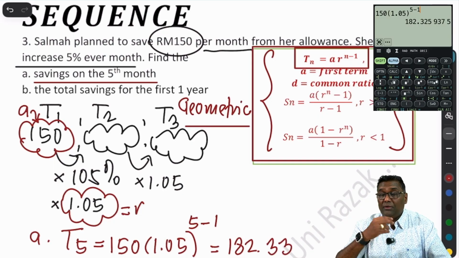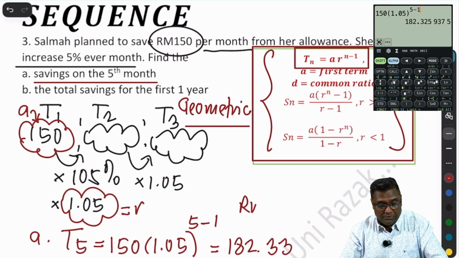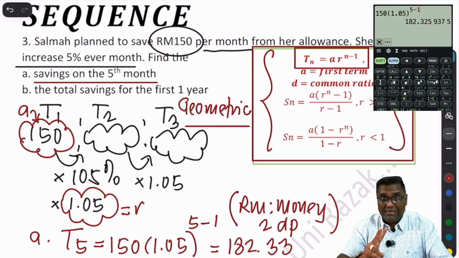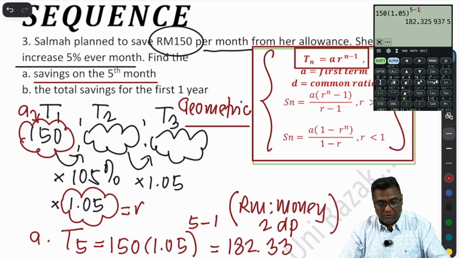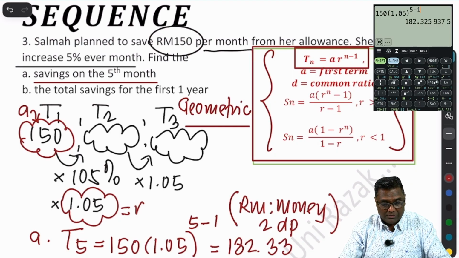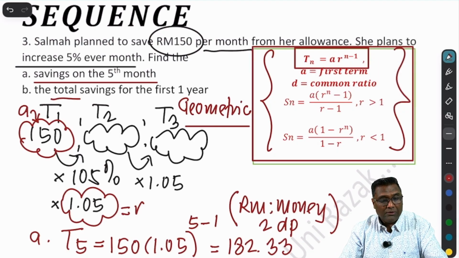182.33. I think all of us know RM, which is called the money. Money always should be to 2 decimal places. So 182.32, but next to the 2 there's a 5 there, right? So it becomes 33.